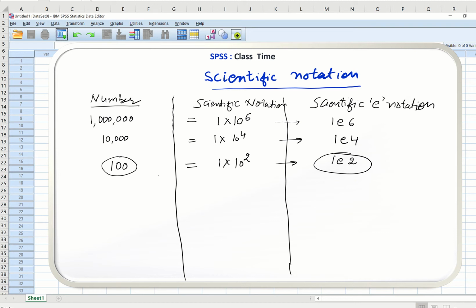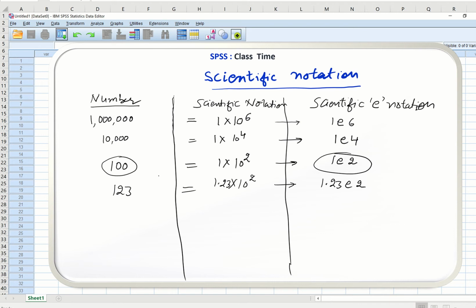Now suppose the number is 123. How does this work? 10 raised to power 2 is 100, and if 100 is multiplied with 1.23, you get 123, right? And the scientific E notation would be 1.23E2. So this is how scientific notation works.